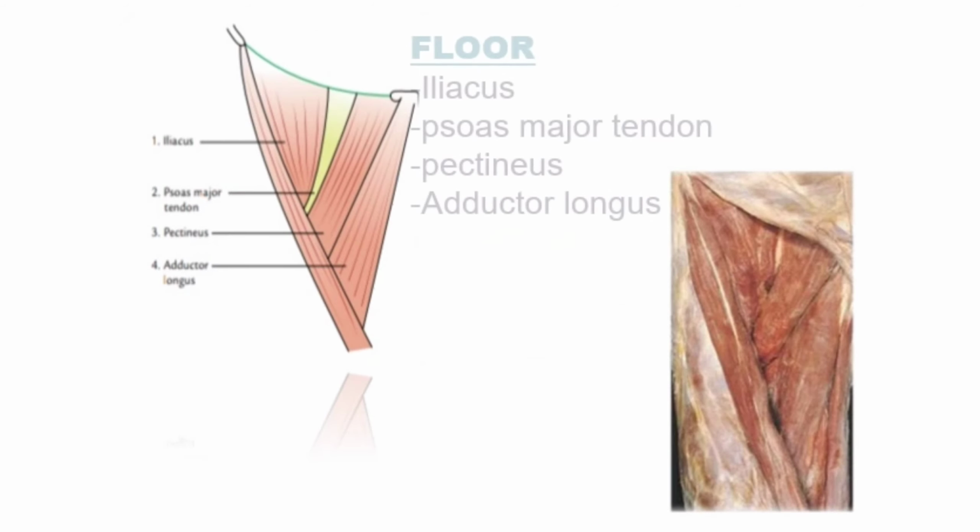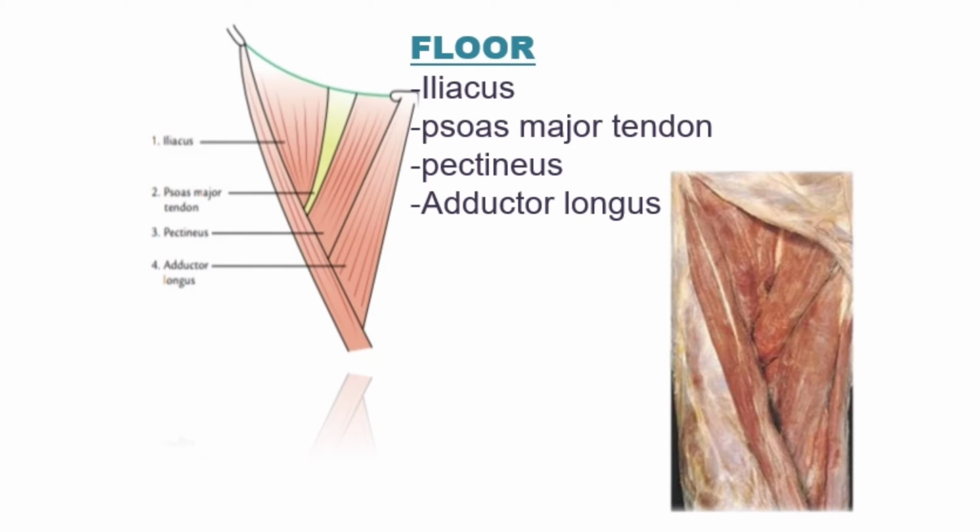Next we have the floor. 4 muscles form the femoral triangle floor. From lateral to medial side, they are iliacus, psoas major tendon, pectineus and adductor longus.